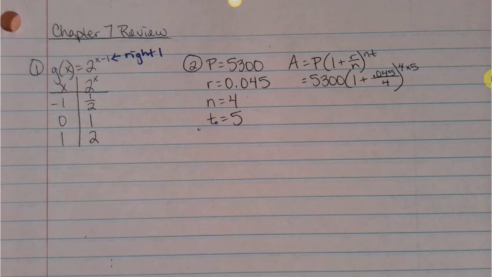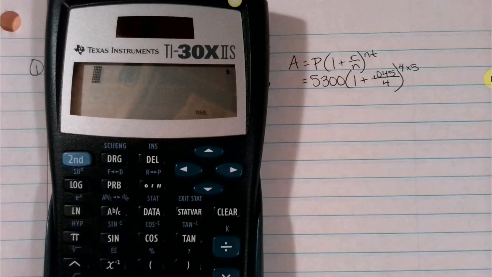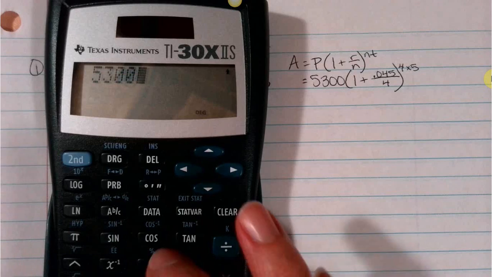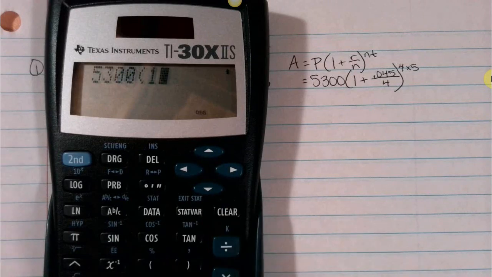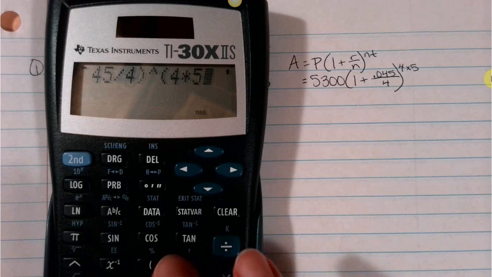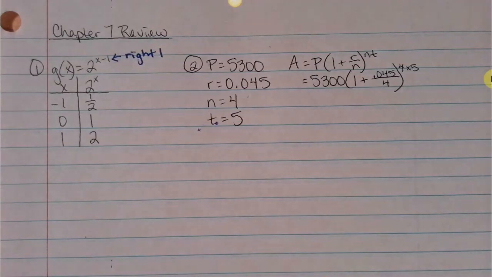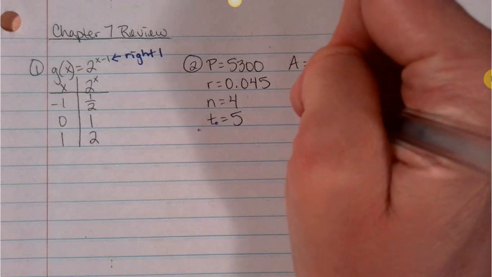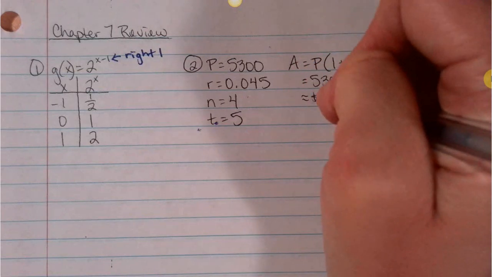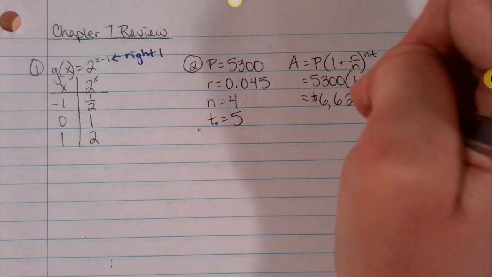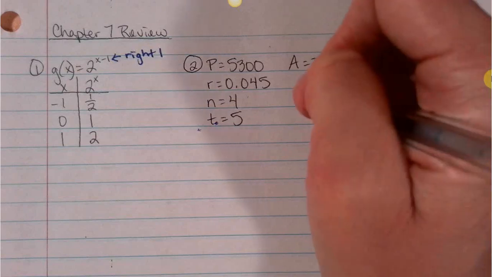And then to get that into my calculator, what that would look like is 5,300, parentheses, 1 plus 0.045 divided by 4, close parentheses, exponent button, new parentheses, 4 times 5. So to the nearest cent, we get approximately $6,628.98.